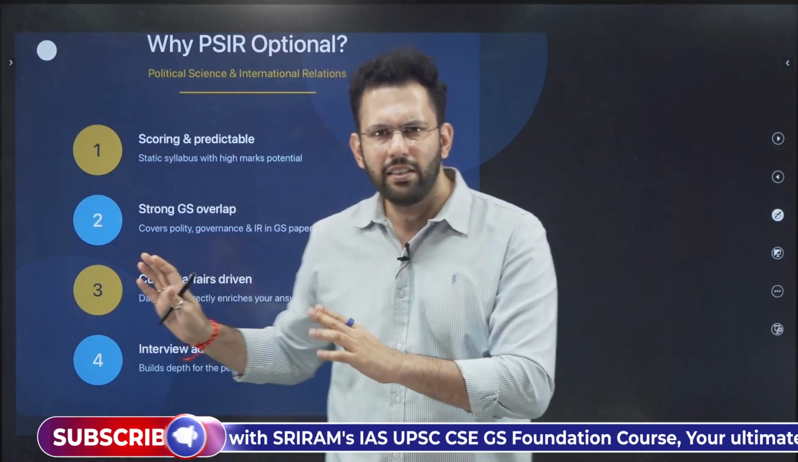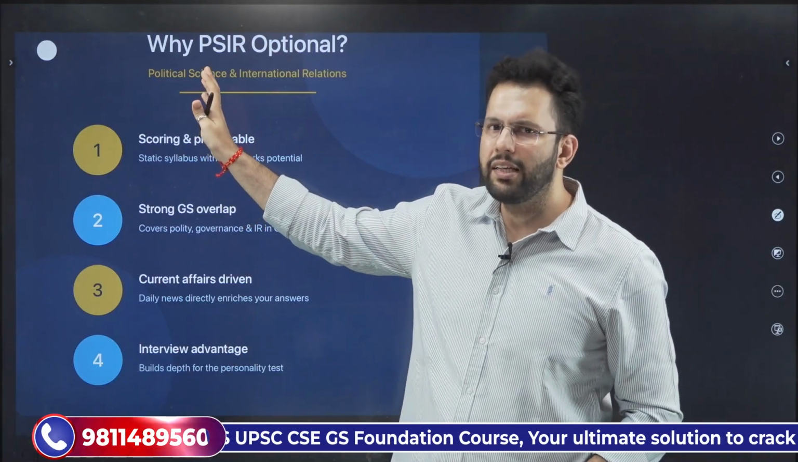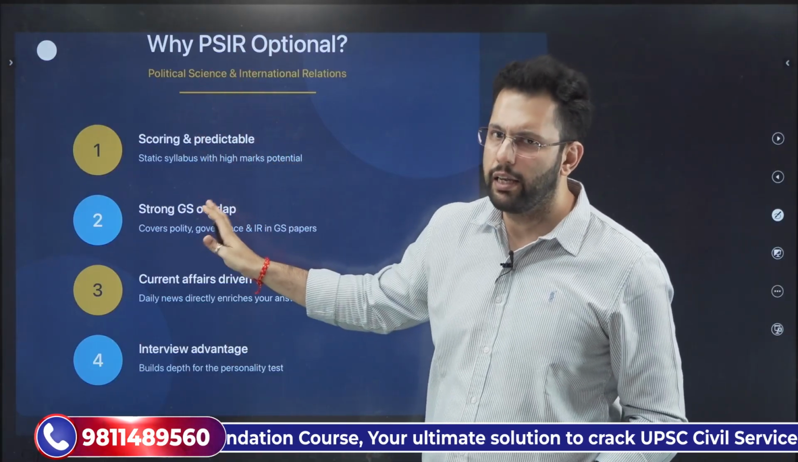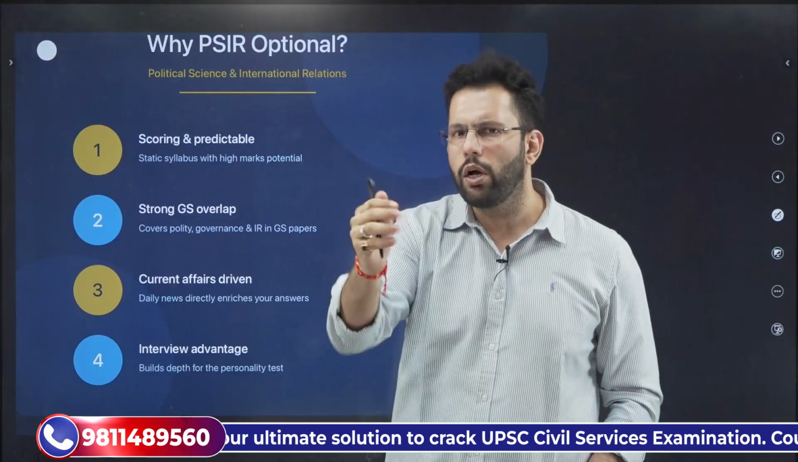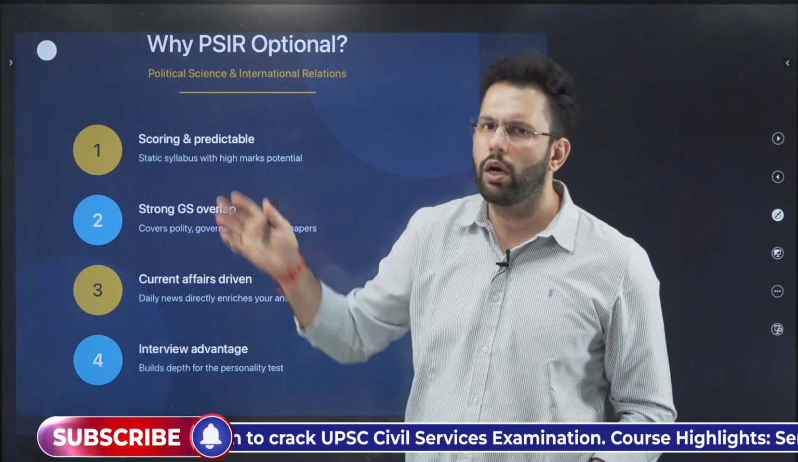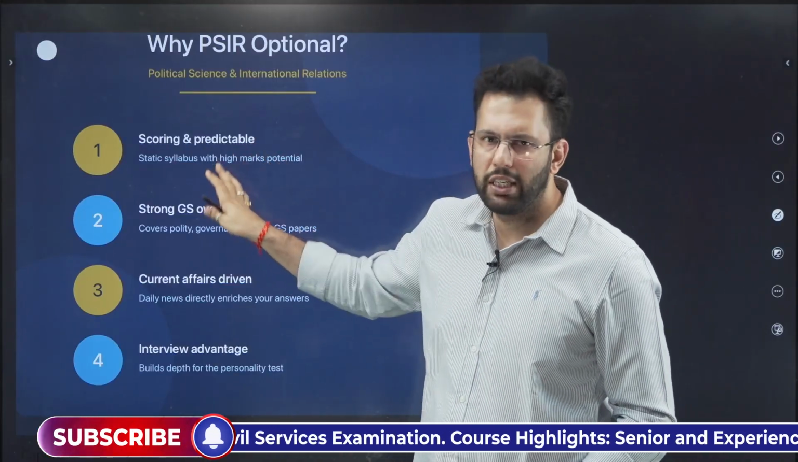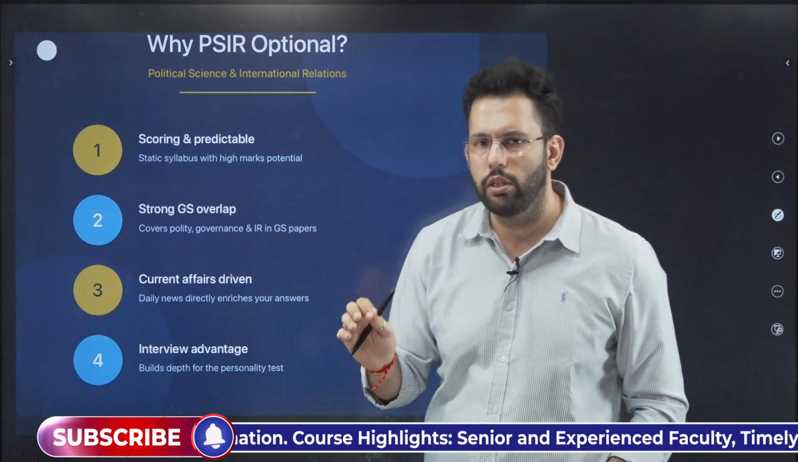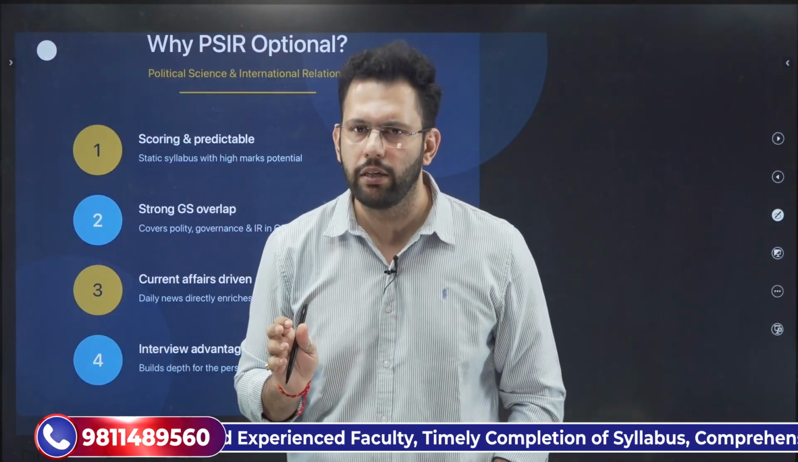So these are things that are not new. I am not telling anything new. I am not telling anything magical here. You already know this. If you did not know this, you now know about these. Why should you take PSIR as an optional? But my main idea is regarding your optional picking guide.